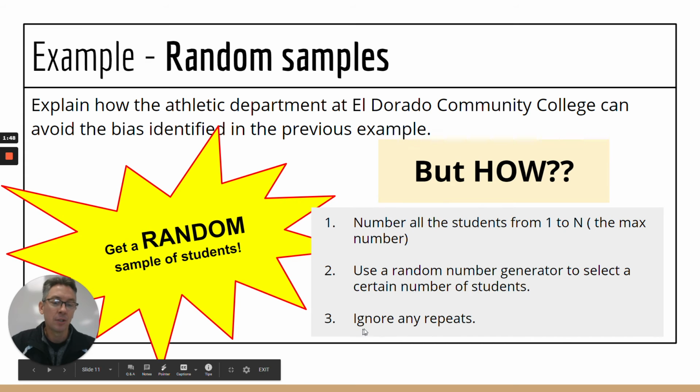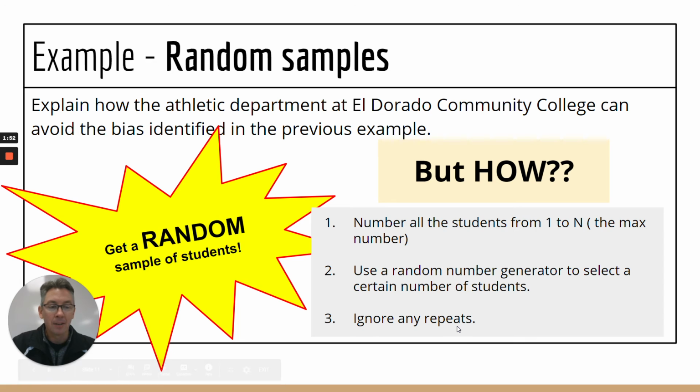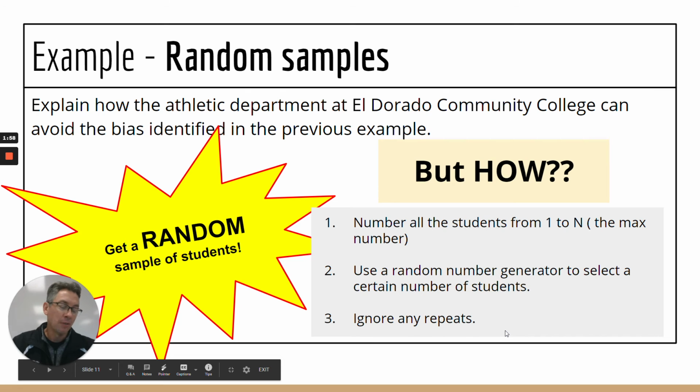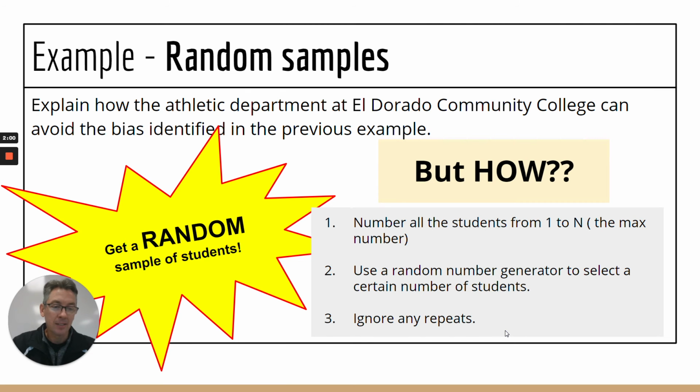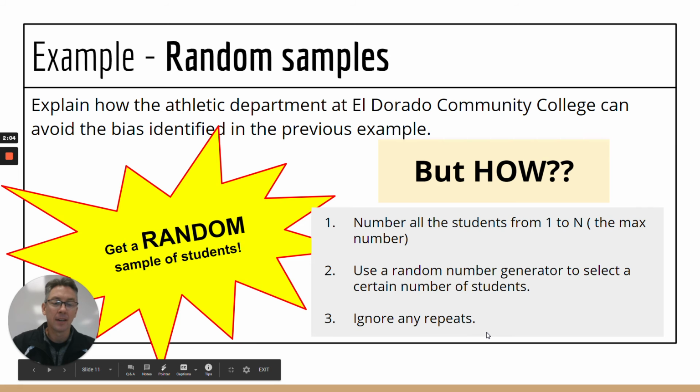The only thing that you'd have to watch out for is that you ignore any repeats. If it popped out that you were going to select student number 73, and then a few times later it comes out again and randomly picks student 73, you just have to ignore that so that you don't have a repeat of a single student in there, okay? So I just wanted to put that out there.